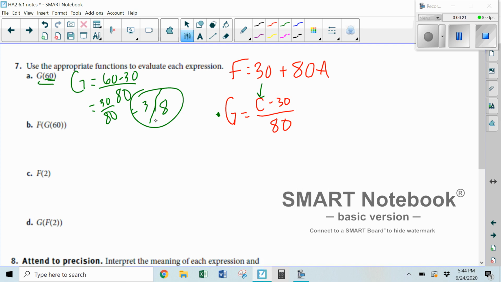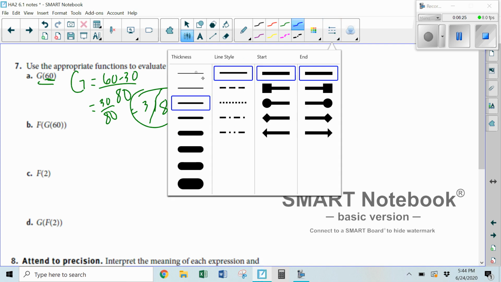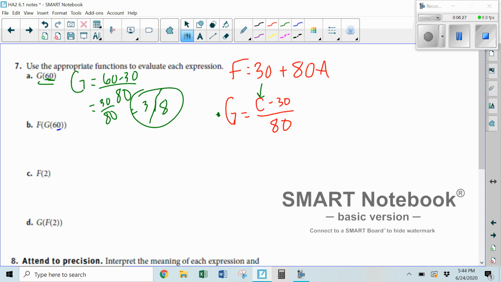For the next one, you are going to plug in 60 to the g function, which we've actually just done. We already figured out that's 3/8. Once you get that, that's the inner function. Now you plug 3/8 into the f function. So let's do that.